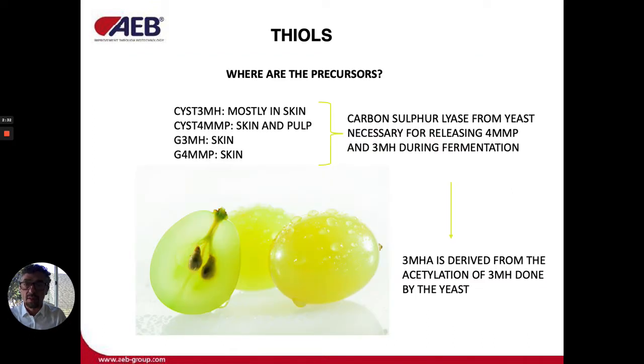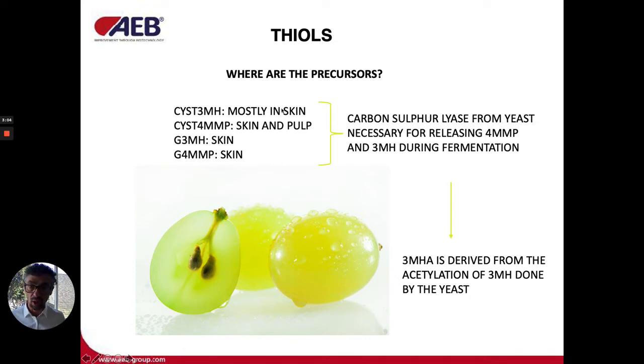These precursors that we were talking about, the sulfur-containing amino acids, where can they be found? Mostly in the skin of the grapes. We see here the cysteine 3-MH precursor, it's mostly in the skin. The glutathione 3-MH, again in the skin. The glutathione 4-MMP in the skin. The cysteine 4-MMP, skin and pulp.